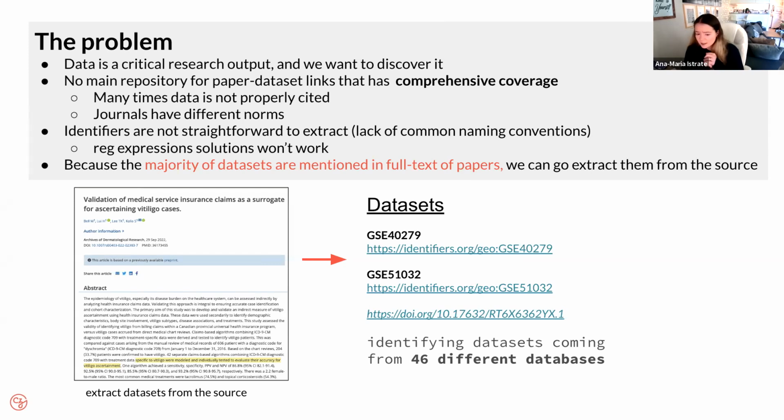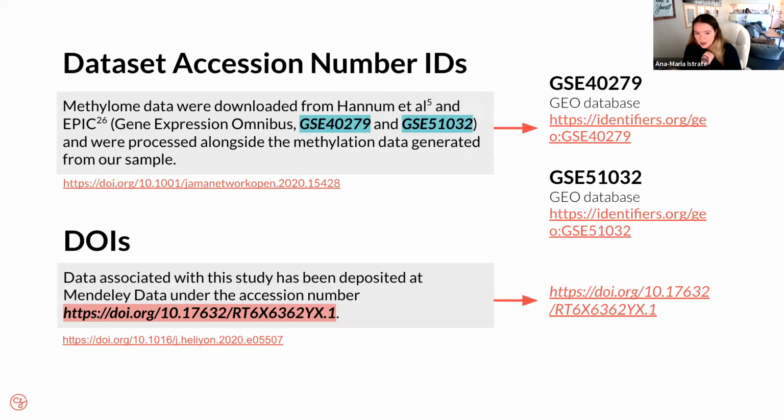The thing is that these identifiers are not straightforward to extract. There's a lack of common naming conventions. You can have something that starts with AB, and then some sequence of numbers that could belong to maybe 20 different repositories. So you can't really use regular expressions or other rule-based approaches. And here we have, again, some examples of how these mentions appear in papers themselves.